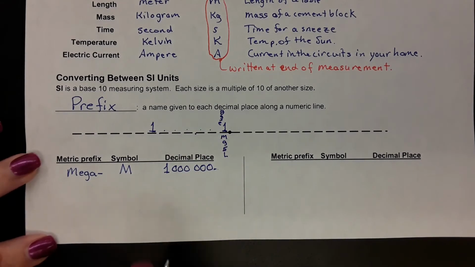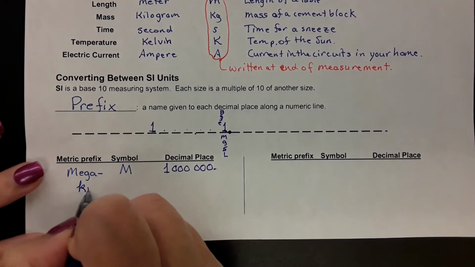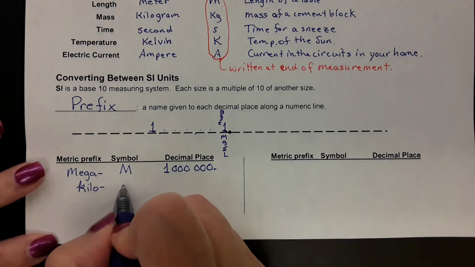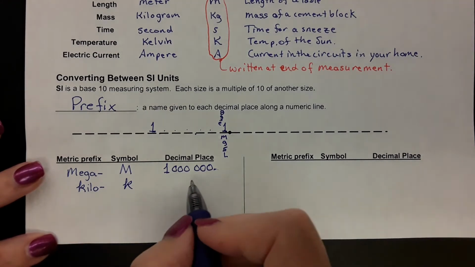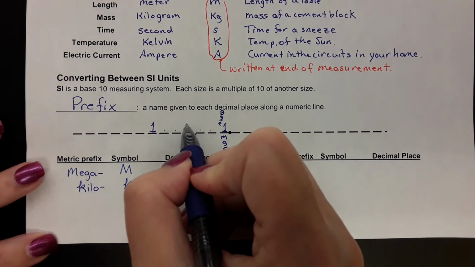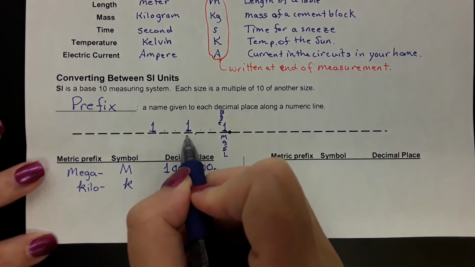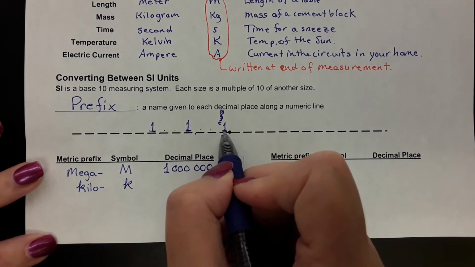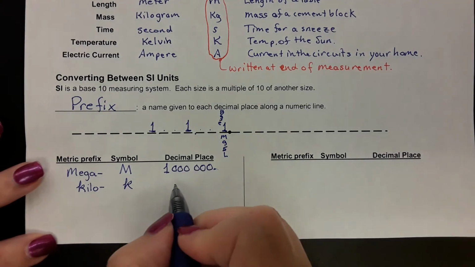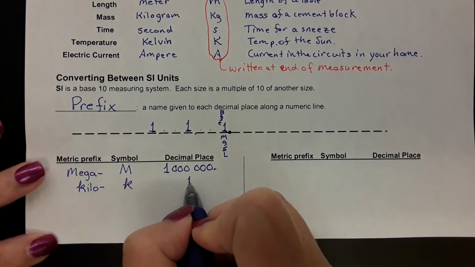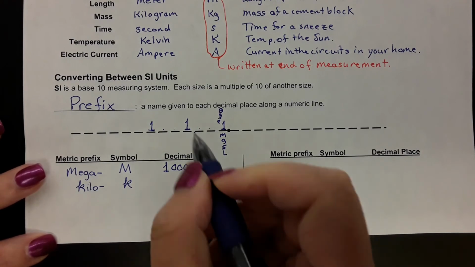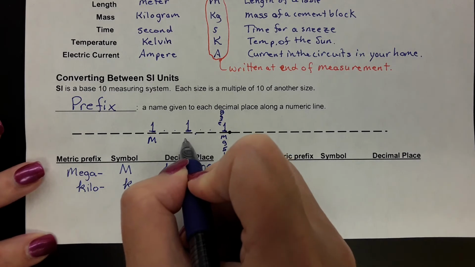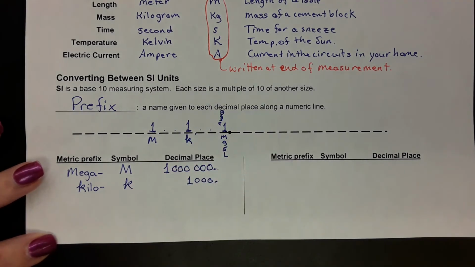Okay? Let's look at another common one, the kilo. Now you've heard the kilo a lot, kilometers, kilograms. We use a lowercase letter k for kilo, and kilo is 1,000. So a 1 followed by 3 zeros. So 1,000 meters would be 1 kilometer, okay, or 1 kilogram. So let's put 1,000 right here. Okay, in fact, I meant to do this. Let's put the M for mega there and the k for kilo there so that you know.